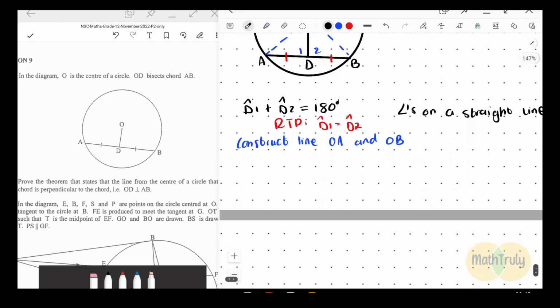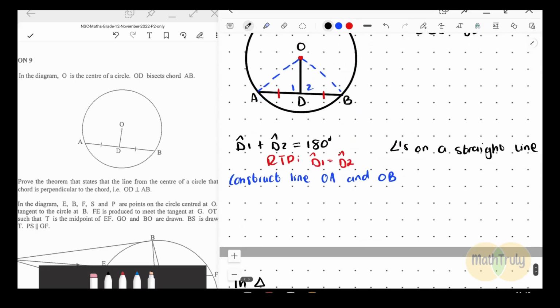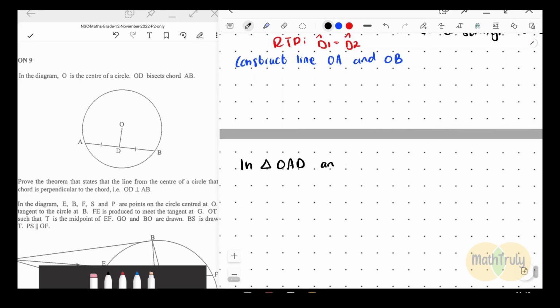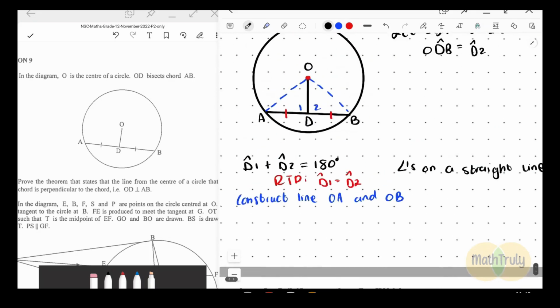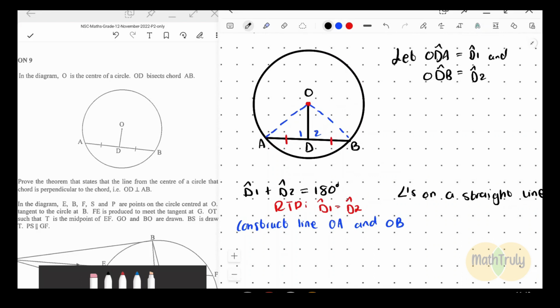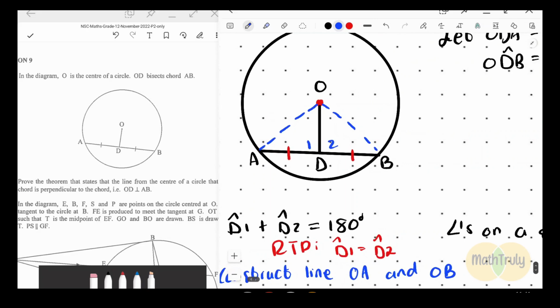To prove that these triangles are congruent, we'll start by saying in triangle OAD and triangle OBD, let's see what is equal in these two triangles. Remember, you have to use one case of congruency. Cases of congruency are side, side, side; side, angle, side; angle, angle, side; and right angle, hypotenuse, side. If you can prove any one of these cases, then these two triangles are congruent.